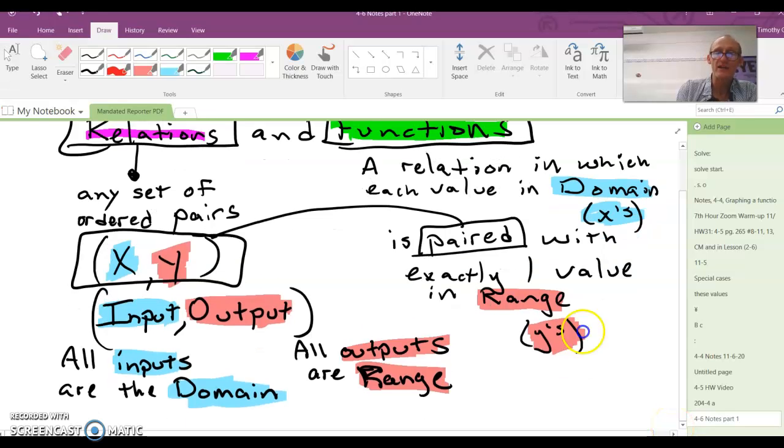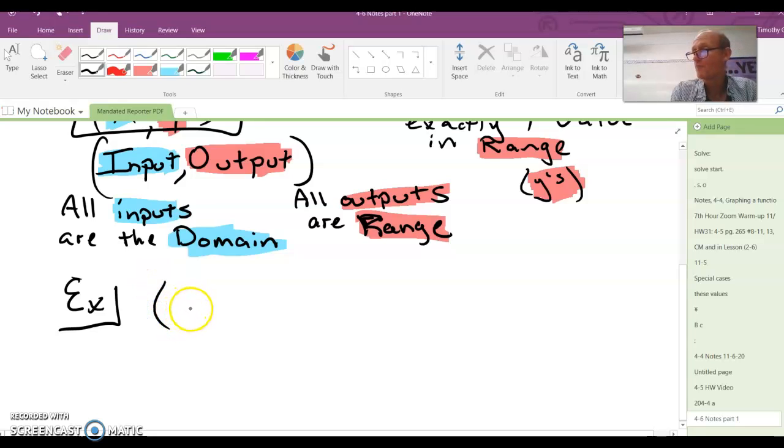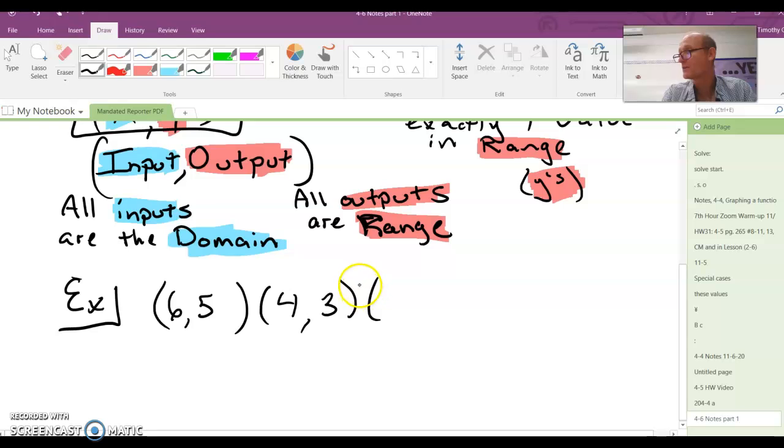So let's see what that looks like in an example. Here are 4 ordered pairs: (6, 5), (4, 3), the third pair is (6, 4), and the fourth pair is (5, 8).